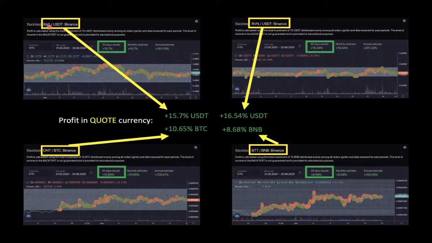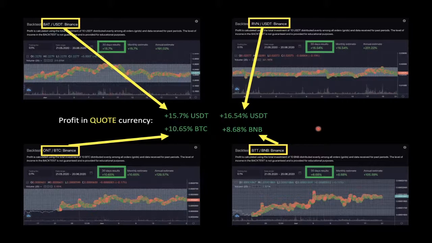Yeah, so the profit for, in this case, that's Basic Attention Token trading to USDT would be 15%. So for RVN, that would be 16%. For Ontology trading to Bitcoin, 10%, and for BDT trading to BNB, that's 8%. So you can always select the date range. You can backtest what would be the return if you would have launched the bot 7 days ago, or 14 days ago, a month ago. So you will get this information which you can use for your decision making process.